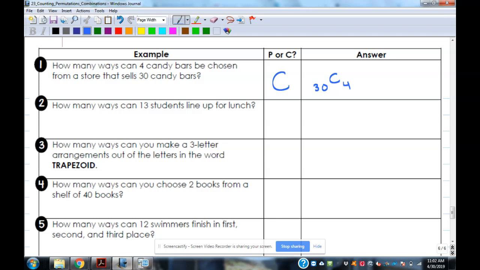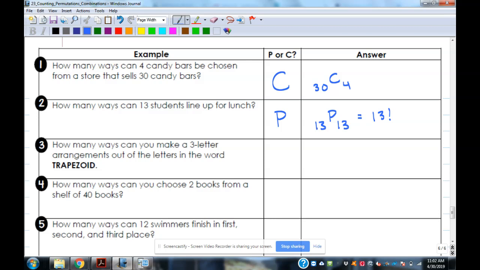Number 2, how many ways can 13 students line up for lunch? That's a permutation because if we're in line, we're in order. So 13 kids. We know that that's going to be 13 factorial, and y'all can work that out. You could also do this one with the blanks, 13 blanks, and you've got 13 kids for the first place in line, and there's 12 left for the second place, and you can keep going that way. A couple of different ways to do that one.